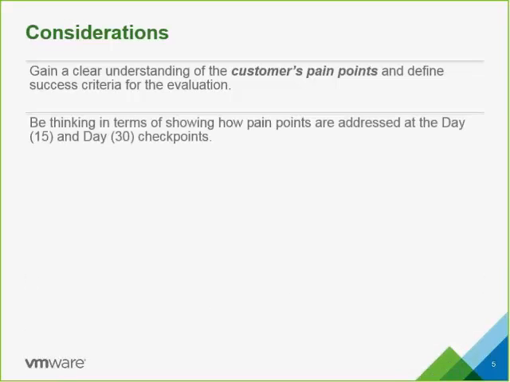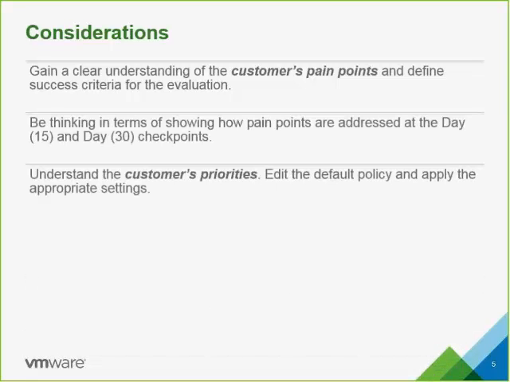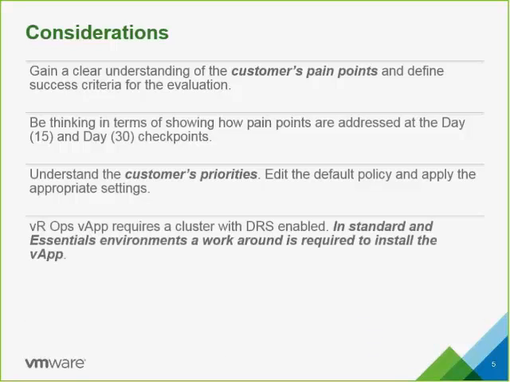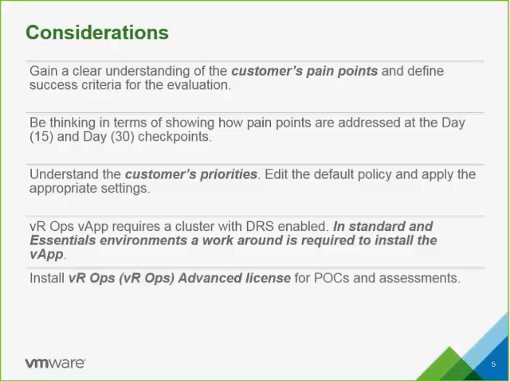So there are some considerations that you should be aware of when conducting a VOA for a customer. You want to make sure that you have a clear understanding of the customer's pain points and what their definition of a successful evaluation is. It's really important that you get that, to ensure that by the end of the VOA, you know you've addressed what's important to them and what would be considered successful. You also want to think ahead and show the customers how you will address their specific pain points. You want to know the customer's priorities and edit the default policy in vROps appropriately for that.